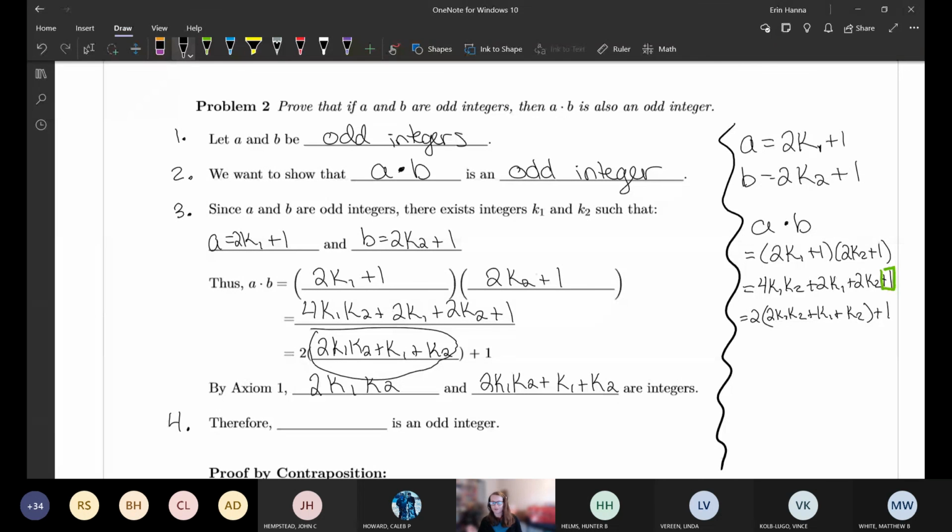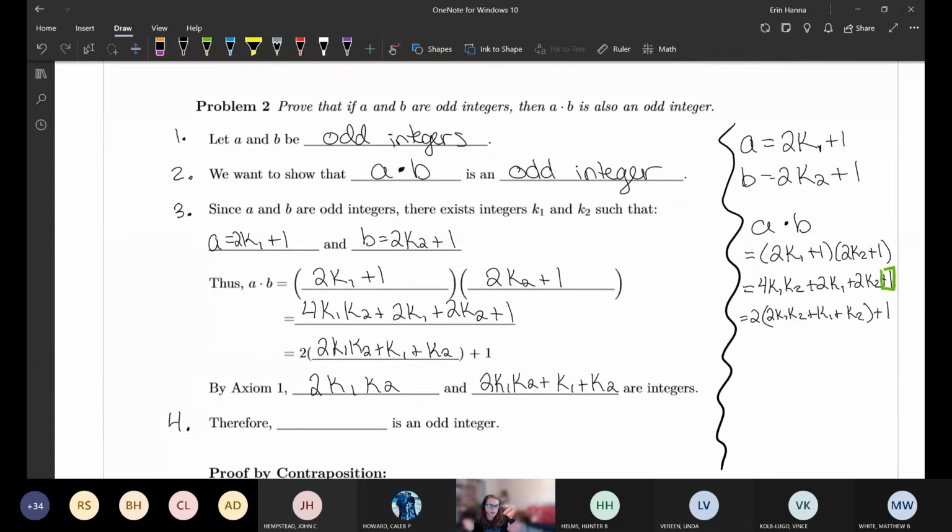Having trouble talking and writing at the same time. So the reason I have to split it up like that is this. We already know that k sub 1 and k sub 2 are integers. So the plus k sub 1 and plus k sub 2 at the back, we don't need to care about those separate pieces because we already know that those are integers, because that's how they were defined.